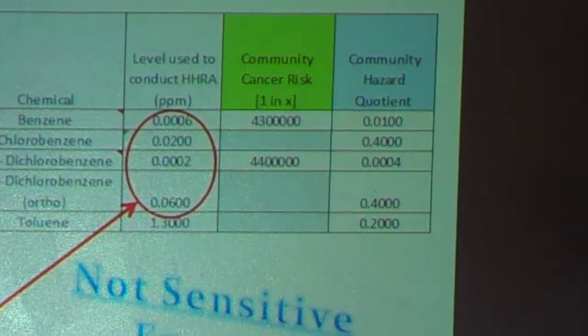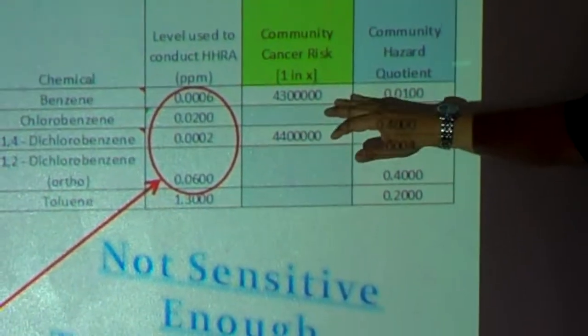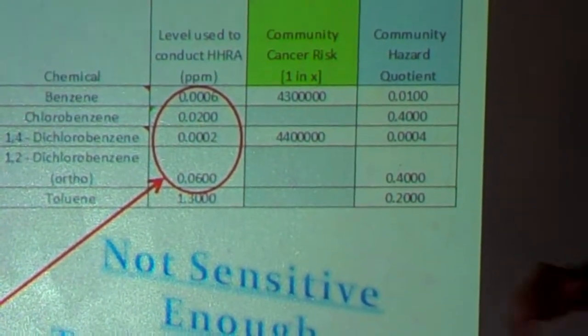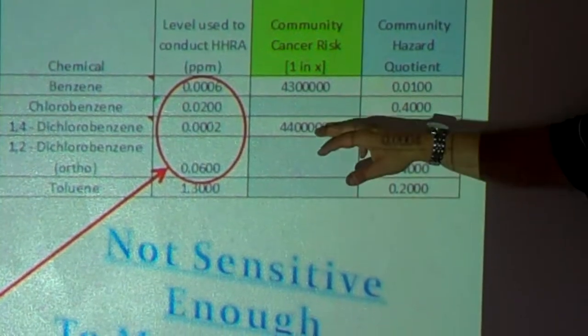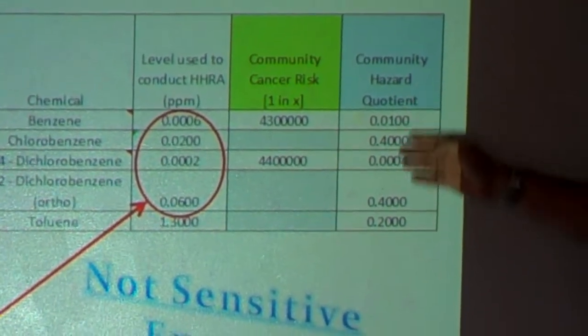At those levels, at the sensors they currently have around the waste bed, the cancer risk to the community for benzene from inhalation of these volatile organics is 1 in 4.3 million. Dichlorobenzene, 1 in 4.4 million. The hazard quotients are all less than 1.